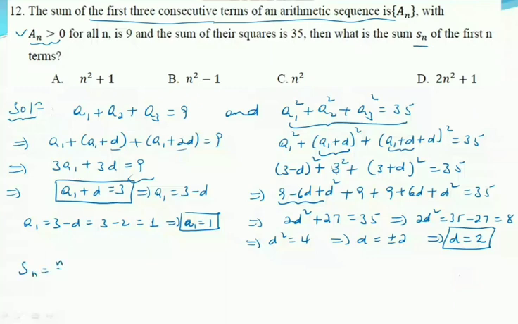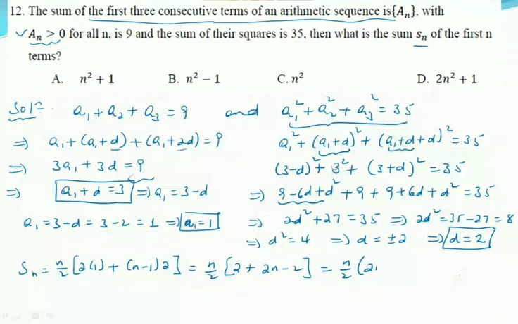S_n is equal to n over 2 times (2 times the first term plus (n minus 1) times the common difference). So this can be written as n over 2 times (2 plus 2n minus 2). The result is n over 2 times 2n. So 2 cancels and it becomes n times n, which is n squared. Therefore, the sum of the first n terms is n squared. So this is what it looks like.